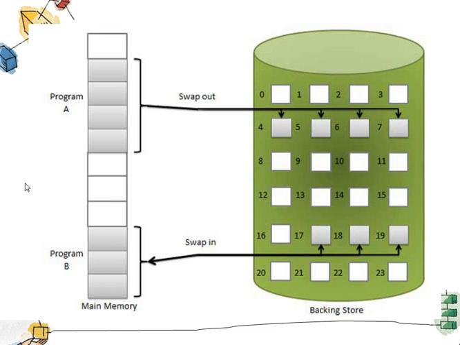Now here we have a diagram to illustrate the same thing. Here we have a program A, and these many pages are there for program A. Four pages are there. We have program B, which includes three pages. These are in main memory. When we swap out program A, it is swapped out of the main memory and kept on the backing store. As you can see here, these pages occupy locations on the hard disk. And when we swap in program B, it occupies the space in main memory.